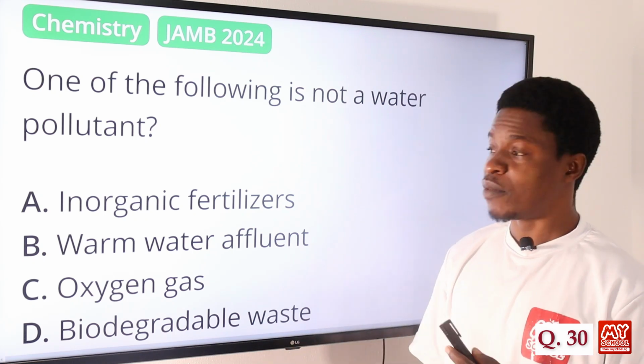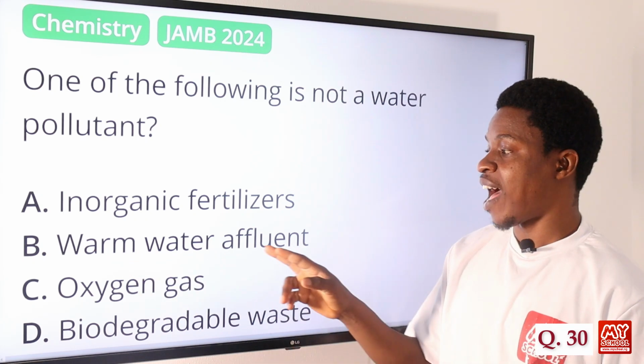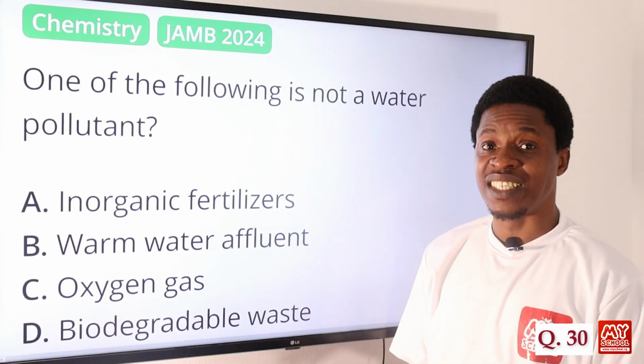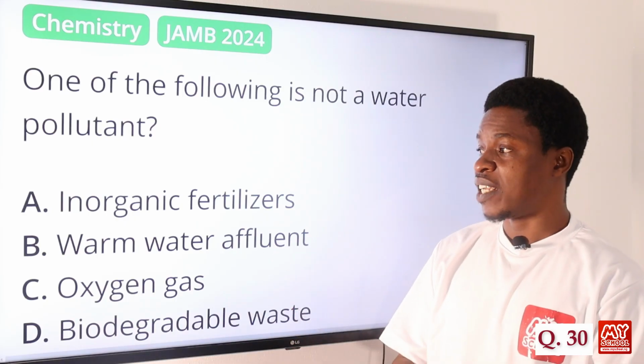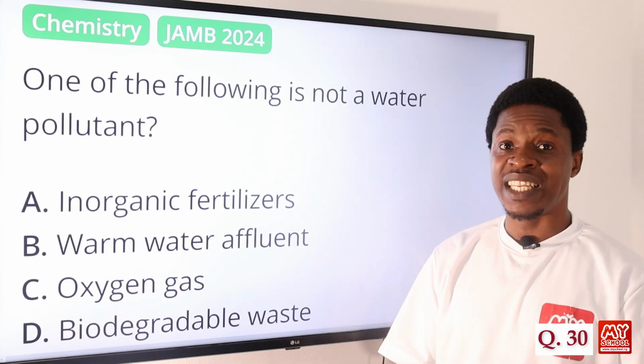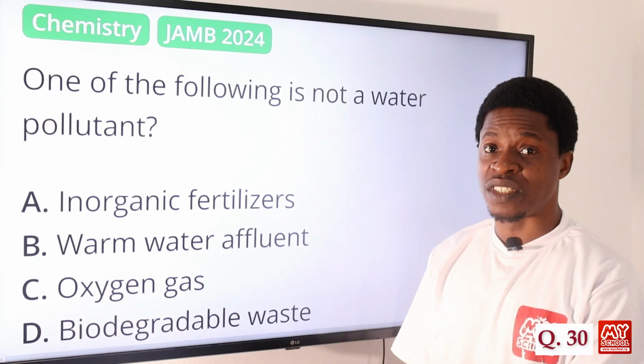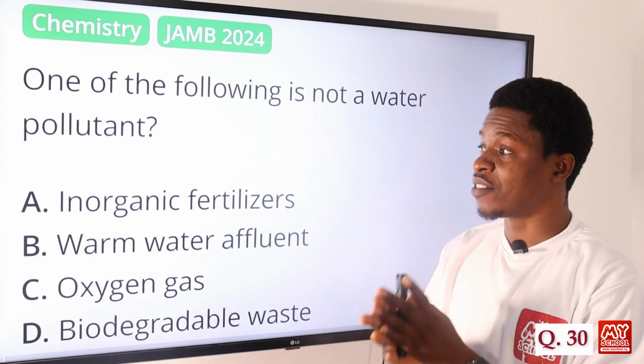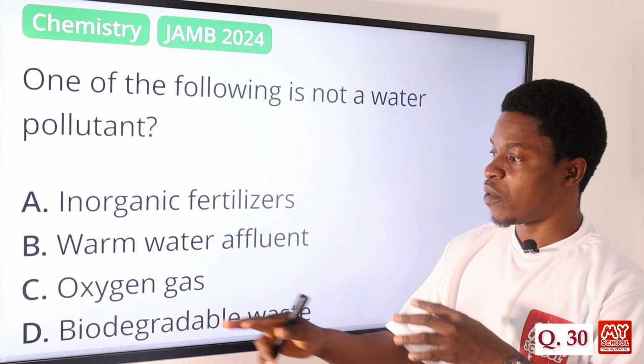When someone eats the fish, you begin to have problems. Option B says warm water effluents. Some of the water that is rejected from companies and industries, they just allow it out and it is drained into the water bodies. Because of the chemicals in there, they harm the aquatic organisms. We have oxygen gas.